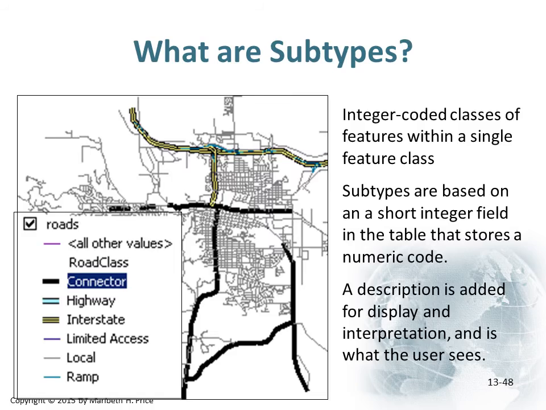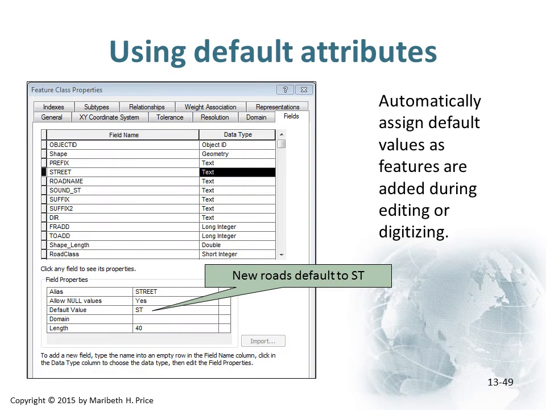Let's look at subtypes. Subtypes are like different types of roads all within a road network. They're based on a short integer field. It's a numeric code. A description is added for the display and interpretation, and that's kind of what the users see. So you can go in and automatically assign defaults as features, or you can add them during editing or digitizing.